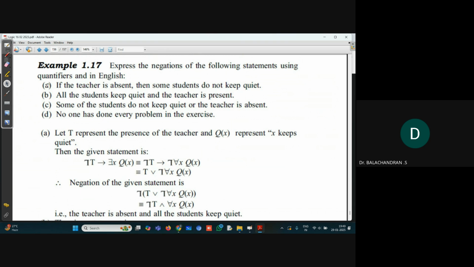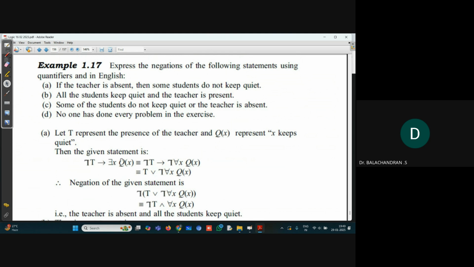So first we will discuss A. Here I will take T to represent the presence of the teacher, and Q of X to represent X keeps quiet. So the given statement is, if the teacher is absent, that is negation T, then some students do not keep quiet. Some students means there exists X, keep quiet means Q of X.